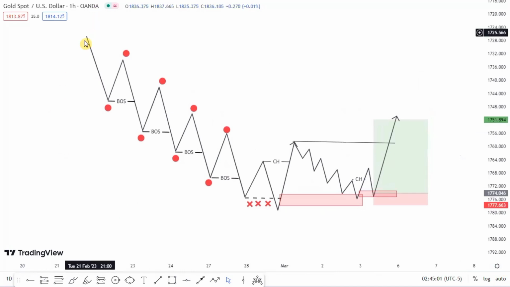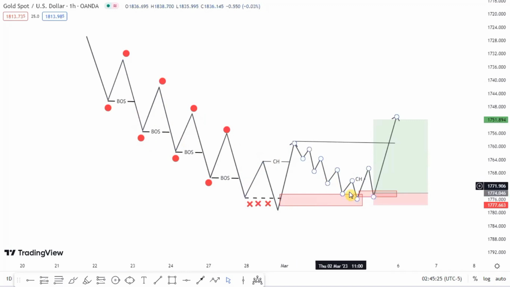Now I've done the inverse of what we're looking at. What we are looking at here is a downtrend. Why is it a downtrend? It's a downtrend because we can clearly see lower lows and lower highs respectively. And now what we're looking at is a change in character, and then the market is creating lower lows and lower highs.